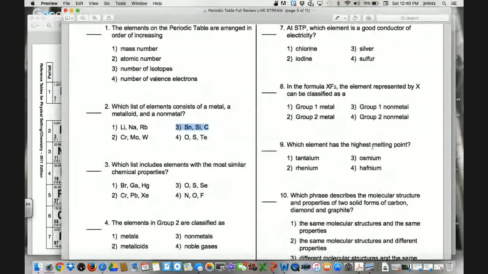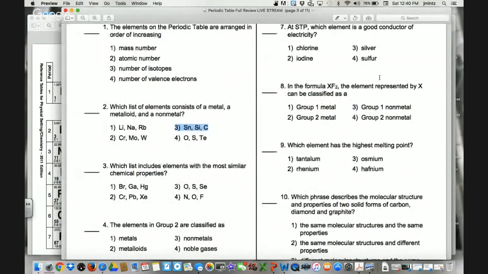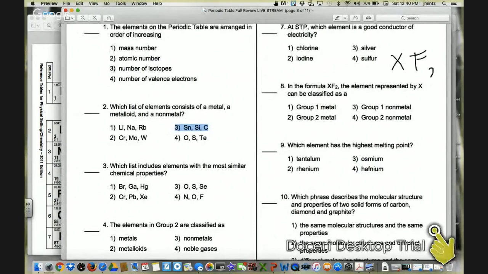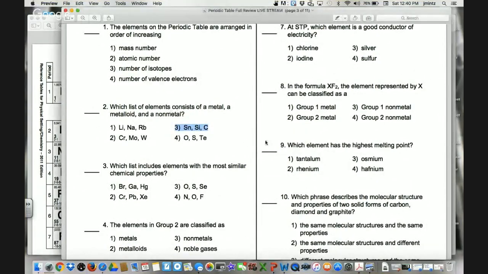All right, number 8, in the formula XF2, the element represented by X can be classified as... Again, the same idea. We can use our reverse crisscross to help us here. Let me zoom in so I have a little bit more space to show you. So if we did XF2, we know fluorine is a -1 charge, which means this had to be +2. So which elements have oxidation states of +2? That is group 2 of metals right there. Good.